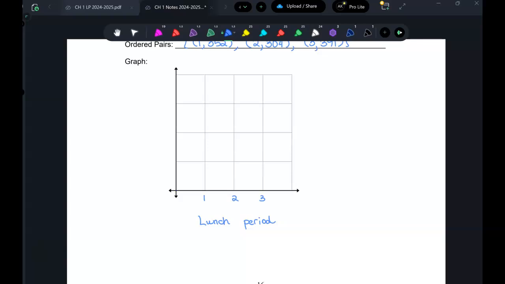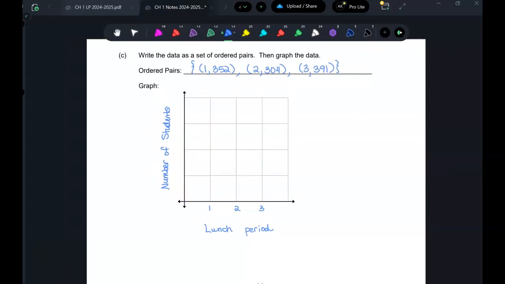And what went along the side? The amount of kids. Number of kids or number of students. Can you put hashtag? Yeah, you can use hashtag. That's fine.